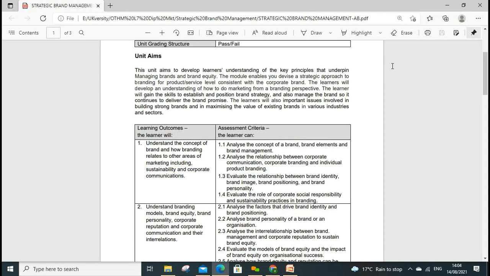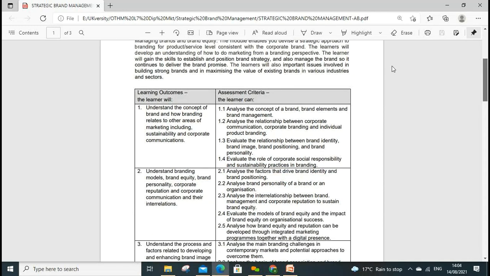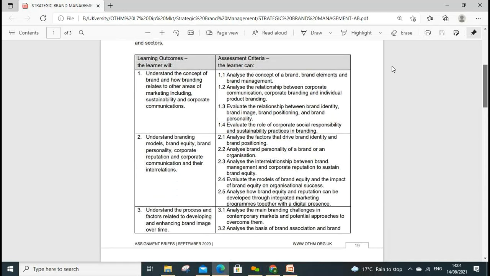We have learning outcome one, which is to understand the concept of brand and how branding relates to other areas of marketing, including sustainability and corporate communication. Okay, so we have four assessment criteria. We'll analyze the concept of brands, go through the relationship between brand communication and individual and product branding, discuss the relationship between positioning and image, and evaluate the role of corporate social responsibility.